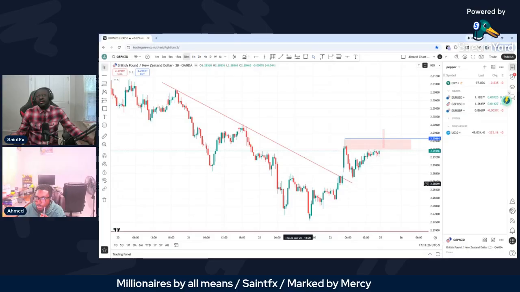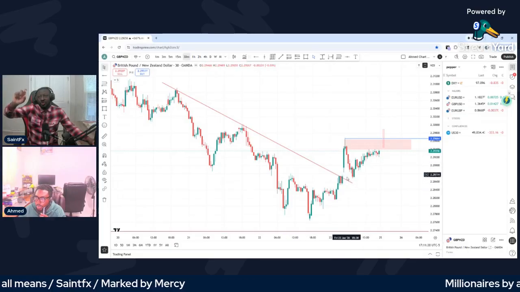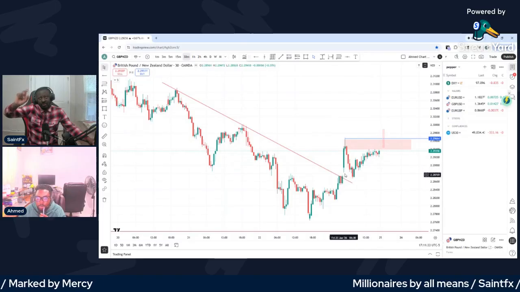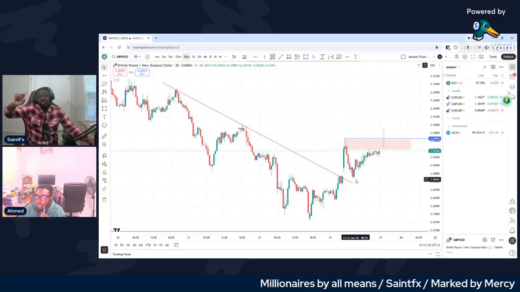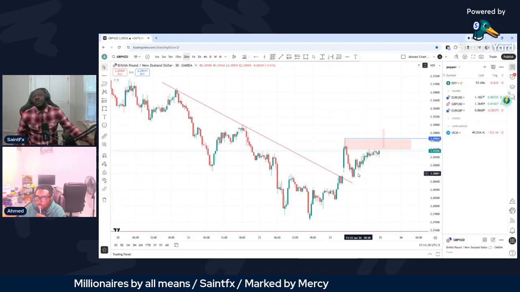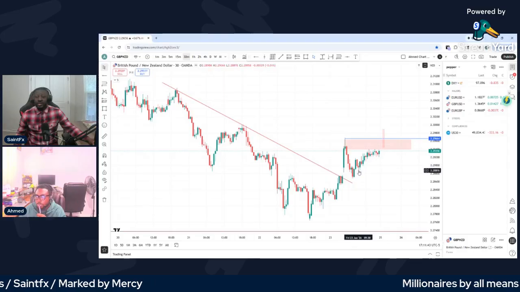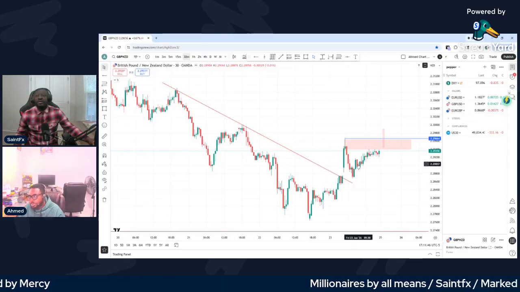And what they did is they came down to fill this small gap. They already filled this gap and tried to push a little bit, but it's very choppy. It's too weak. It looks interesting, but I would just wait for them to break something to show me.